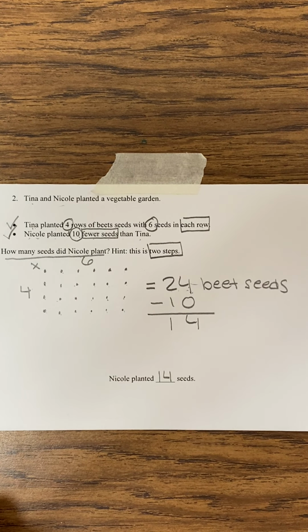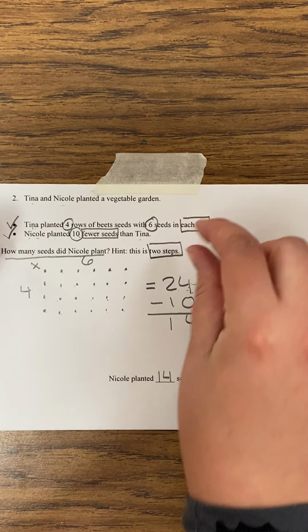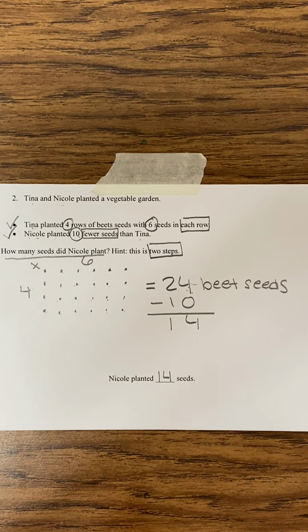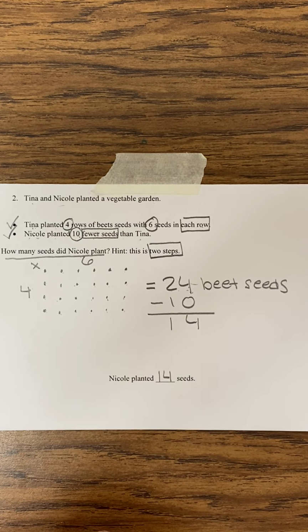14 seeds. Now, boys and girls, did you see how important it was to make sure that you slowed down and read each part of the question so that you can get to the final answer? With math, it is very important that you slow down and read everything carefully. I can't emphasize that enough, because you're going to get problems like this on every test throughout the school year and on the STAR test.